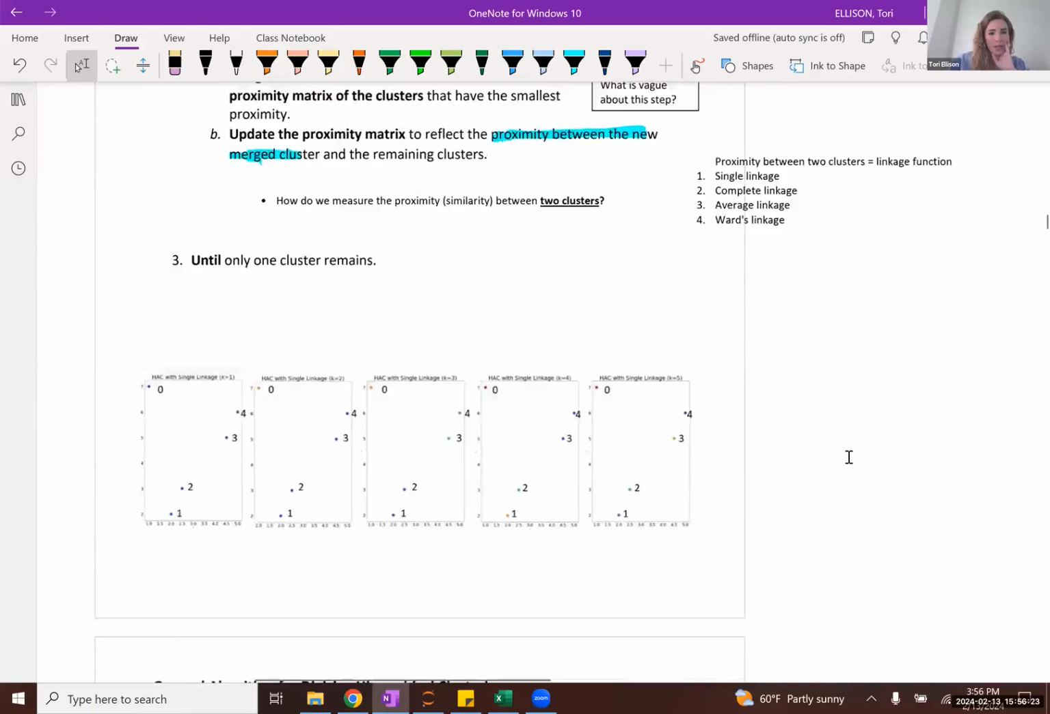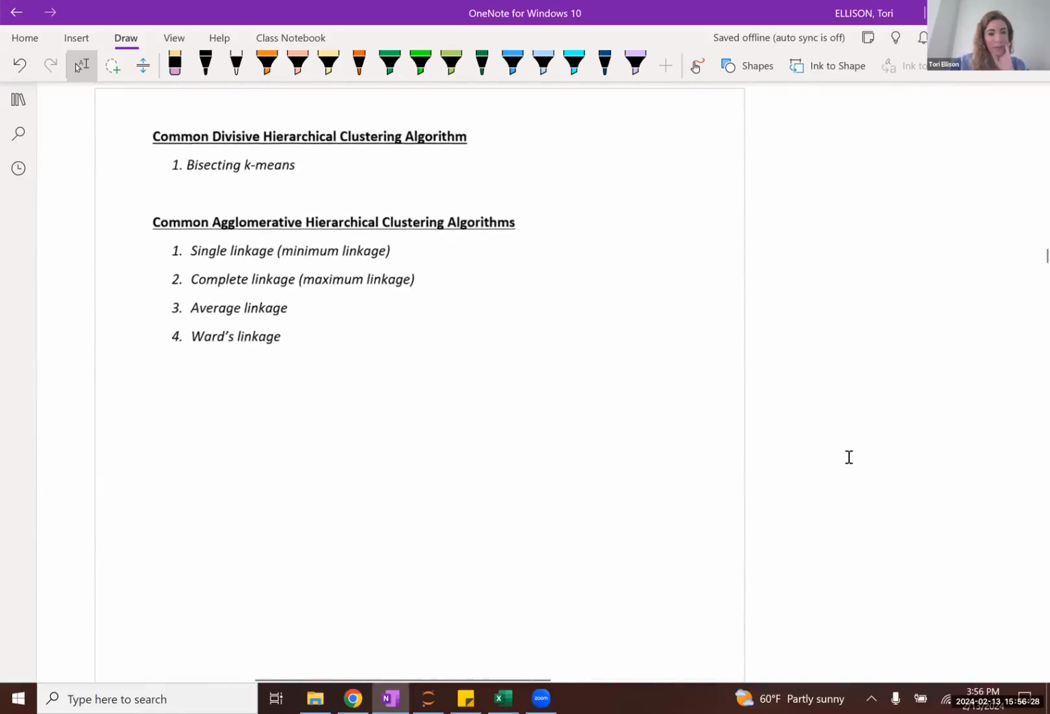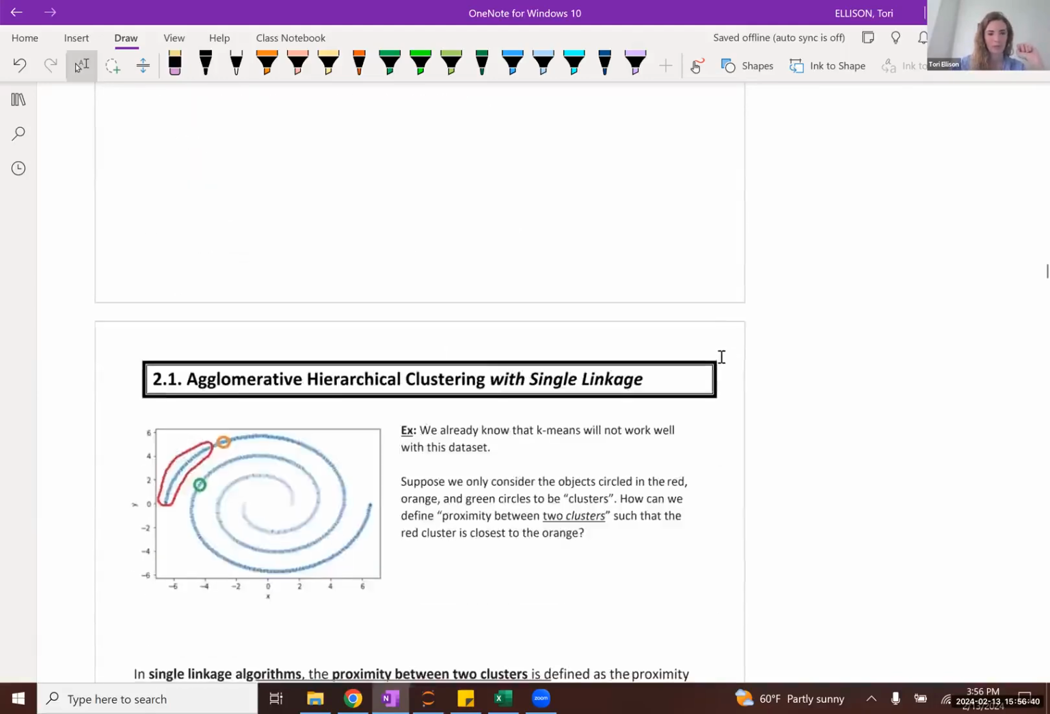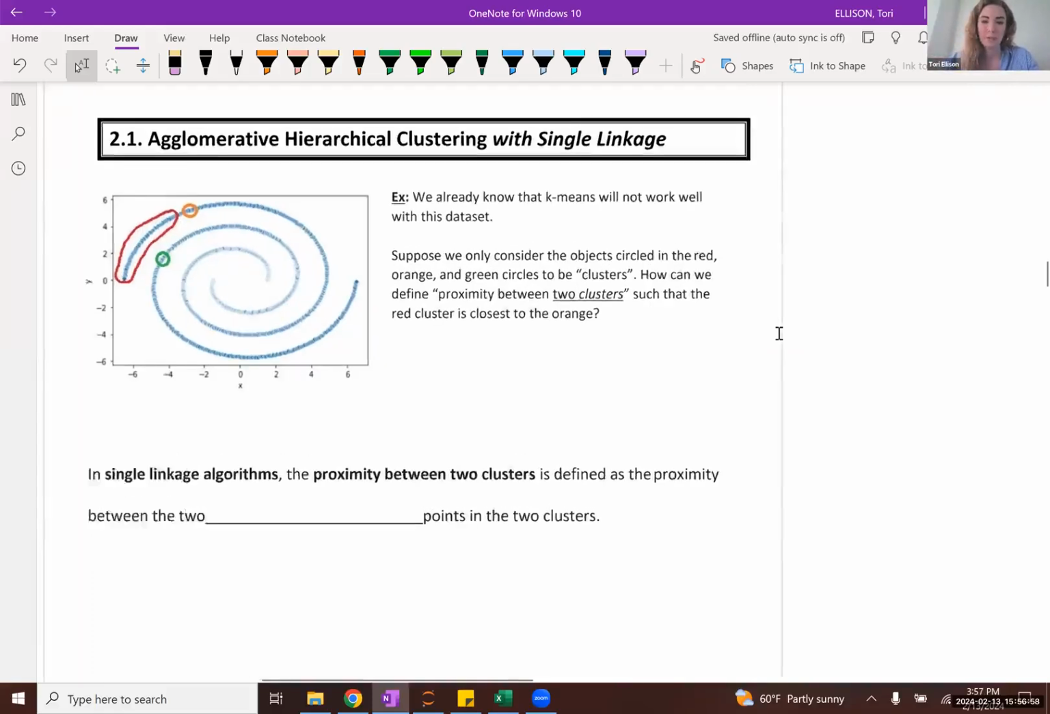Okay. So we're going to come back to divisive hierarchical clustering on Thursday, but again, four of the most common hierarchical agglomerative clustering algorithms are based on the way that we measure the distance or the proximity between two clusters. Okay, so let's first focus on the single linkage function, or in other words, this particular way of measuring the distance between two clusters.